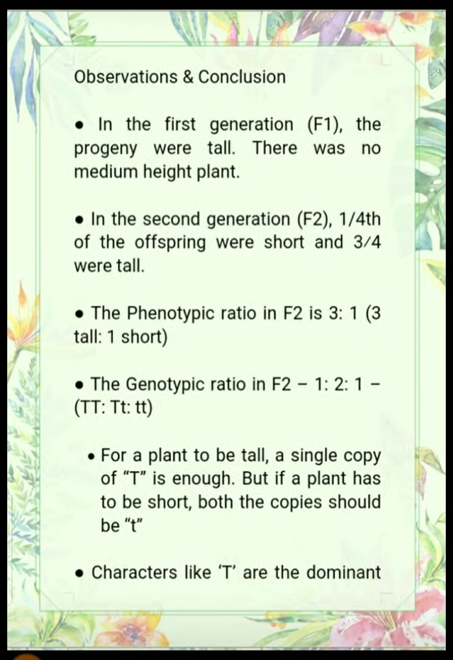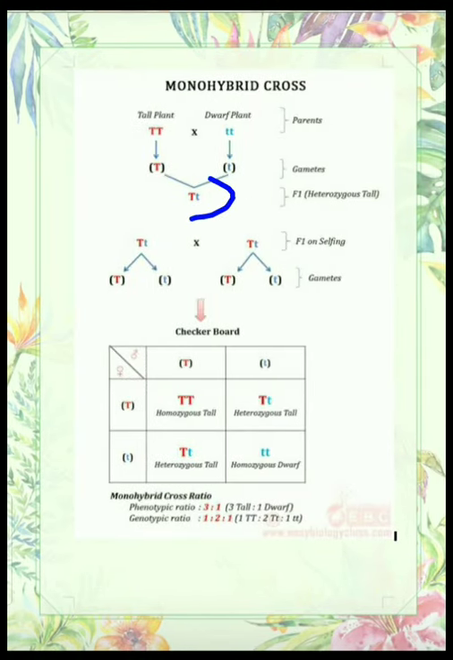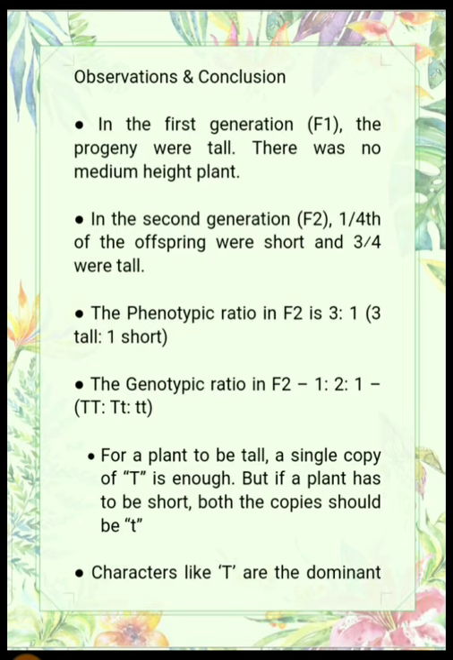So let us study the observation and conclusion. You can see that in the first generation the progeny were tall, there were no medium height plants. As you can see here, this is capital T, small t. According to the genotype we would expect the plant to have intermediate height, not tall and not dwarf. But as the dominant gene is present, the recessive will not express itself. So you can write here that all were tall, there were no medium height plants.